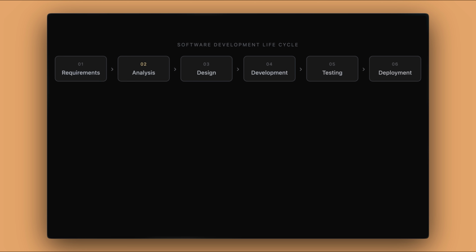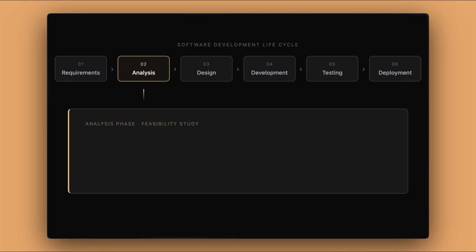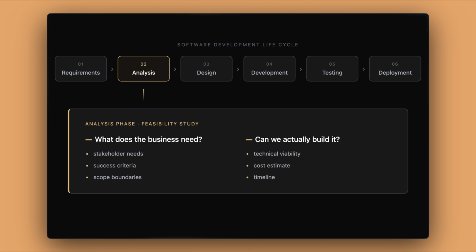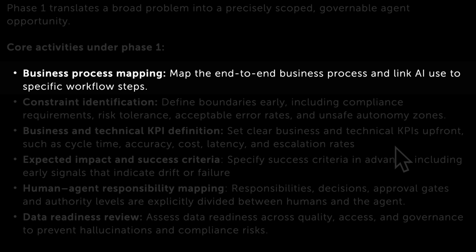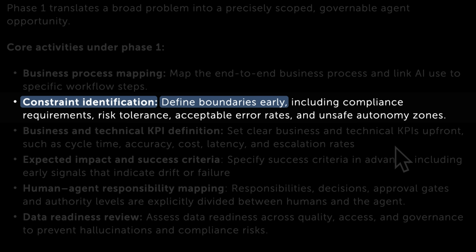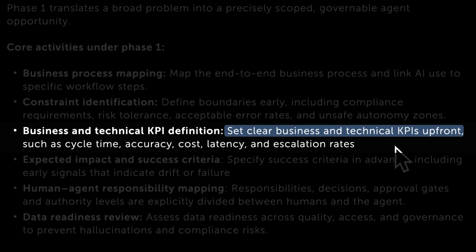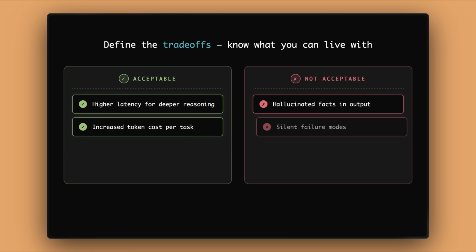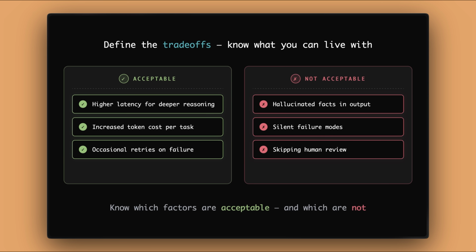Once initial planning is done, there is another layer right after where you identify the scope and the problem properly. This actually maps into the analysis phase or feasibility study of SDLC, where you used to analyze business requirements and whether the implementation was feasible. So this phase of ADLC maps into identifying the important processes and AI's role in solving them, marking out the constraints and technical boundaries, and defining clear business and technical KPIs upfront like time, cost, latency, and feasibility. You also define the trade-offs at this point, knowing which factors are acceptable and which are not.